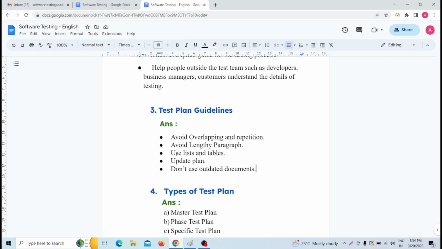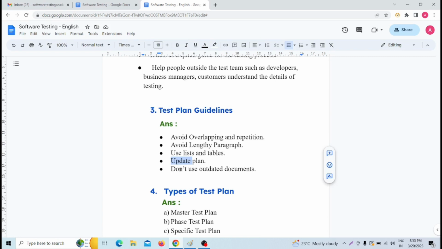Okay, then use lists and tables. If we make the test plan like a list or table, it can be understandable for everyone. Okay, and day by day we have to update the plan. Suppose today I am writing one test plan, and after 1 month the client or the customer has changed his requirement, then obviously we have to update the test plan.